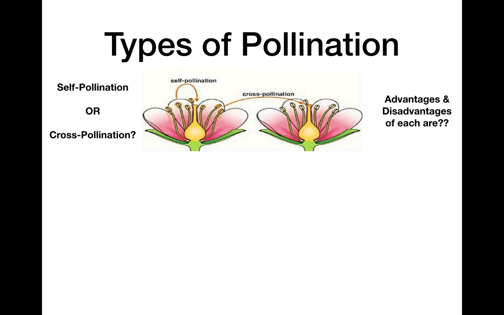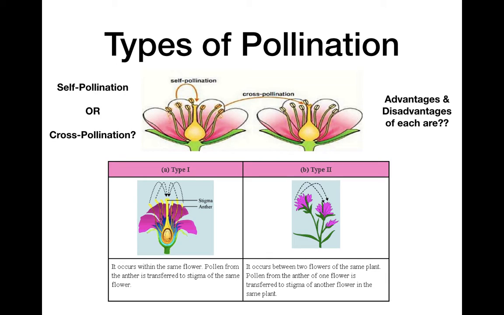So self-pollination, type 1 here, is within the same individual flower, and pollen is transferred to the stigma of the same flower, from the anthers to the stigma. Now this has advantages, and that's guaranteed reproduction. Disadvantages, you're going to have much less genetic variation.